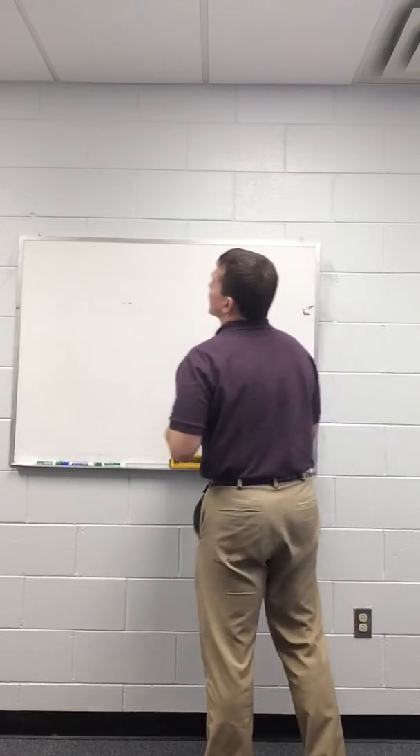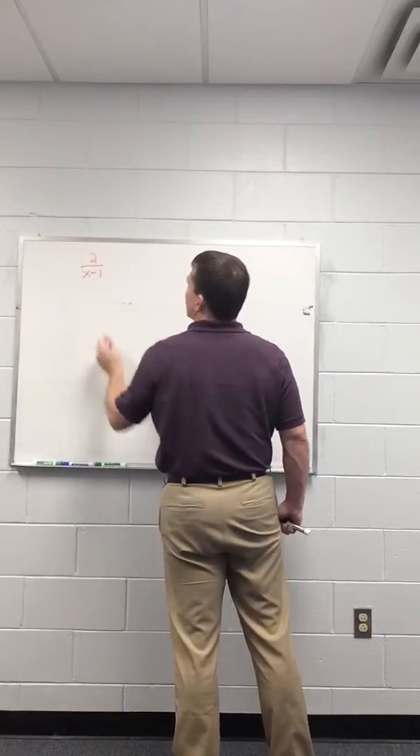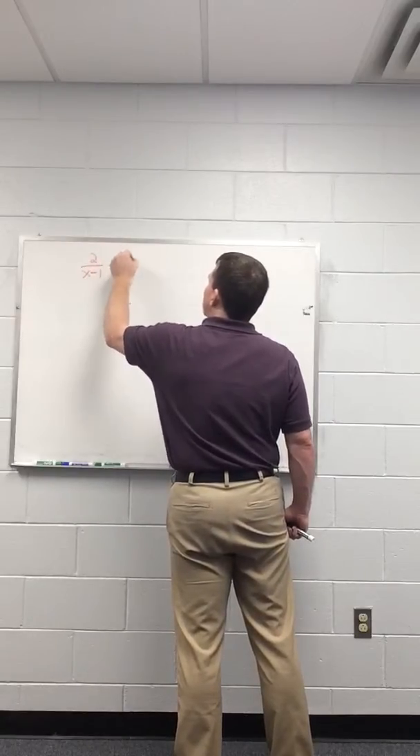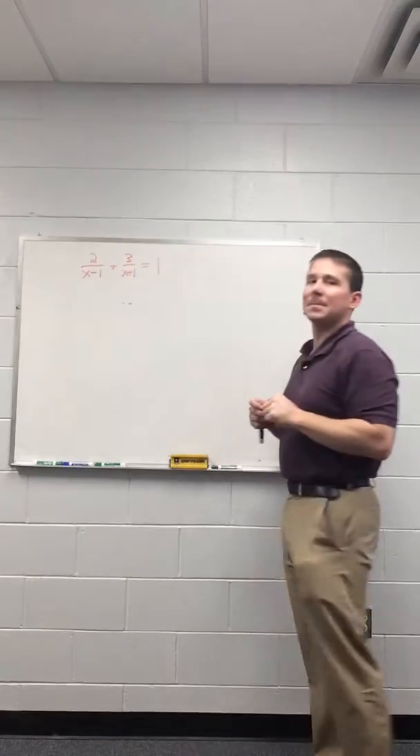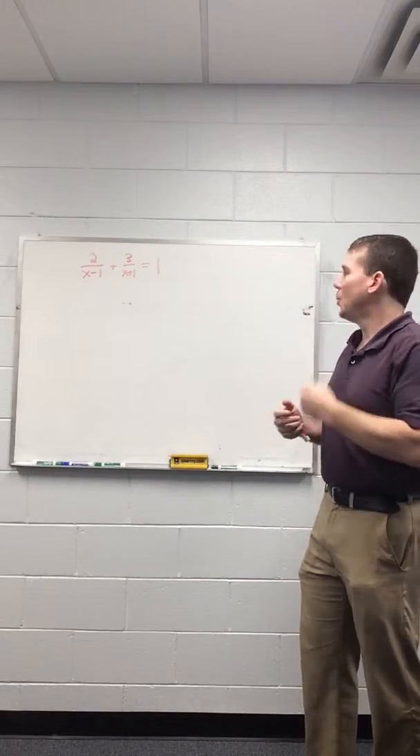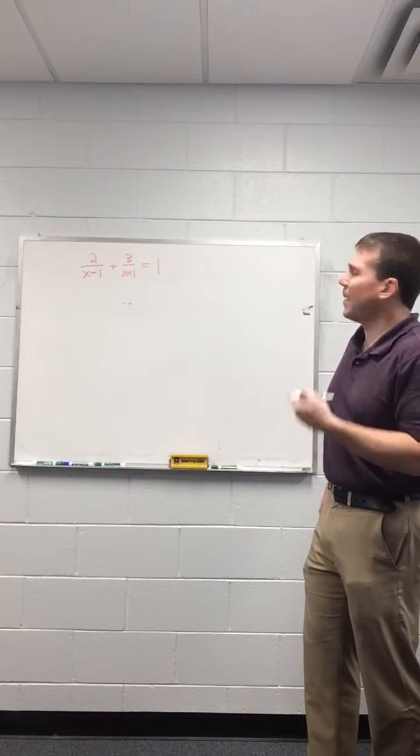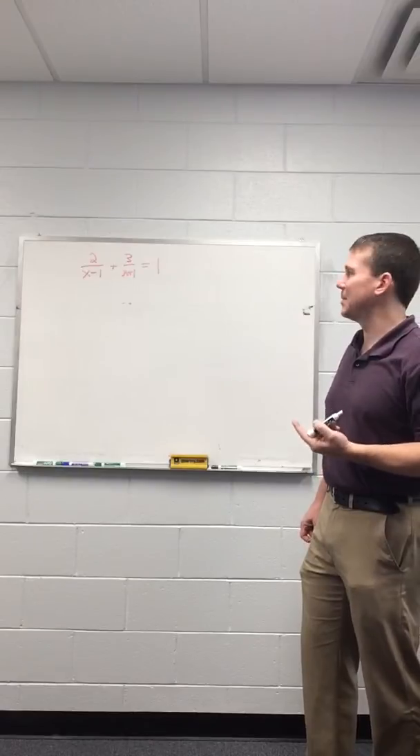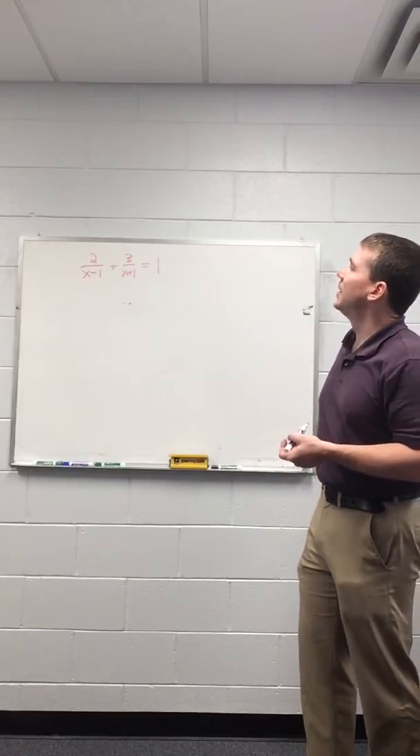So, suppose we have this. Let's see. 2 over x minus 1 plus 3 over x plus 1 equals 1. We want to solve this out, and we might not go the whole way through for this one because it might take a while, but we can at least work through the algebra to see what's going on.